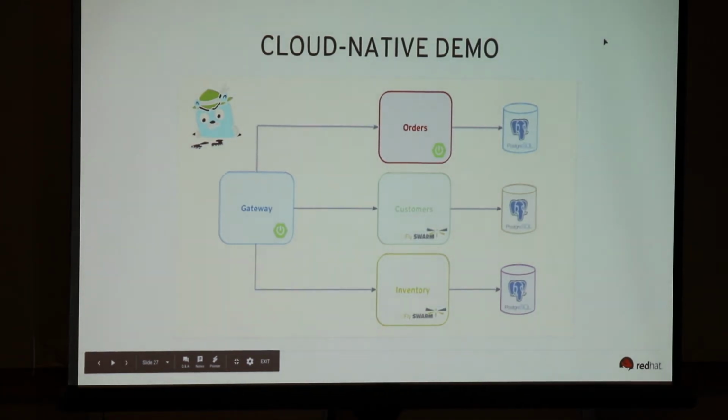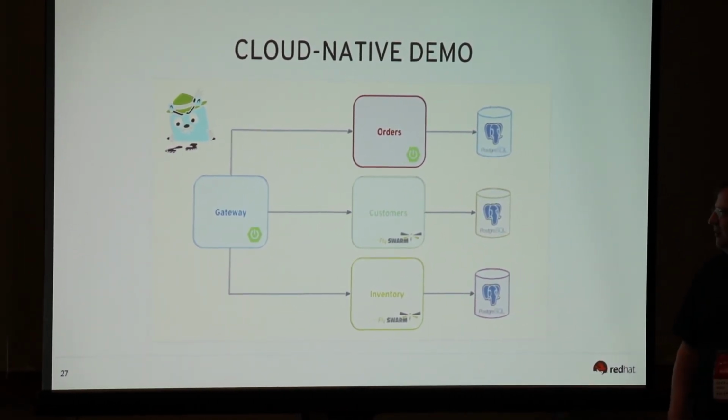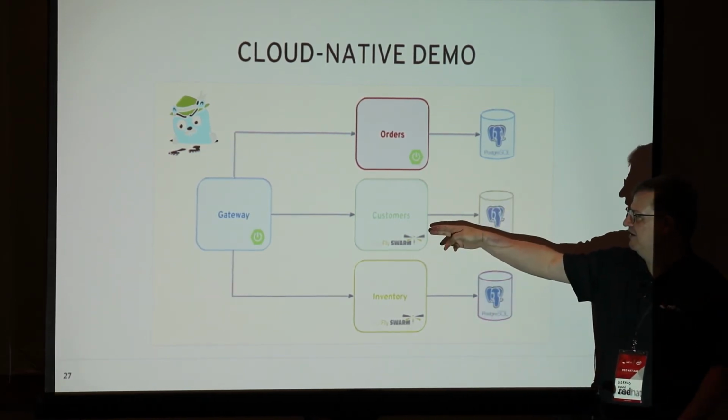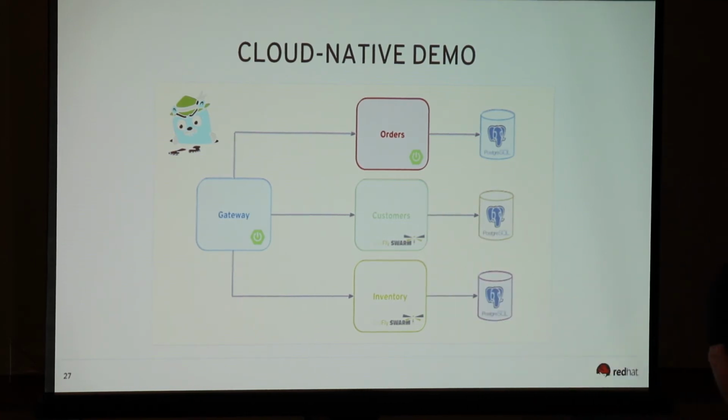So this next demo is a microservice environment written in OpenShift application runtimes. I have got 3 microservices: an orders microservice, a customers microservice, and an inventory microservice. And then I have a gateway that's fronting these microservices in terms of providing access to them.